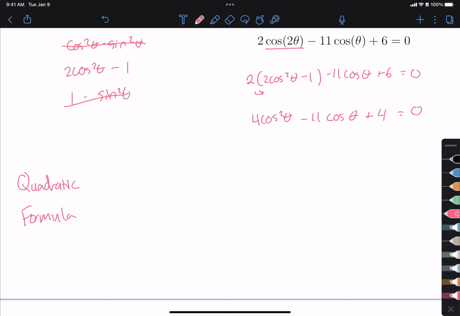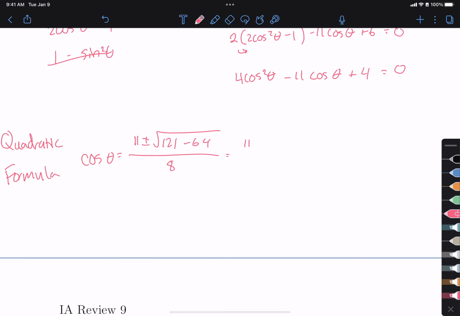So if we were solving 4x squared minus 11x plus 4 equals 0, we could just use our quadratic formula and be x equals negative b plus or minus the square root of b squared minus 4ac all over 2a, right? But now with this one, we have cosine of theta in place of x. So it's actually going to be cosine of theta equals the quadratic formula. So negative b, 11, plus or minus the square root of b squared, 121, minus 4ac, so 4 times 4 times 4, which is 64, all divided by 2a, which is 8.